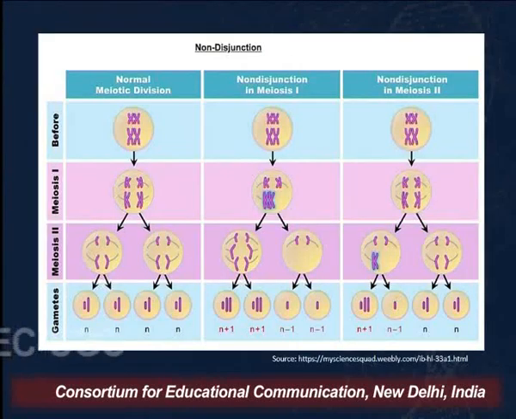Now this is another image which shows the normal meiotic process, the non-disjunction which occurs in meiosis 1, and the non-disjunction which occurs in meiosis 2. We can see that in the normal case, all the gametes have n copy number, while with non-disjunction in meiosis 1, it shows n plus 1 or n minus 1, and with non-disjunction in meiosis 2, it is either n plus 1, n minus 1, or n copy number.